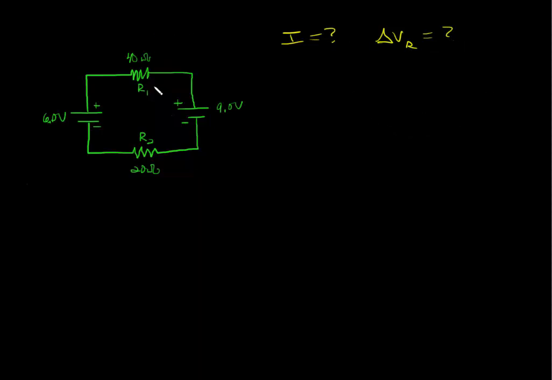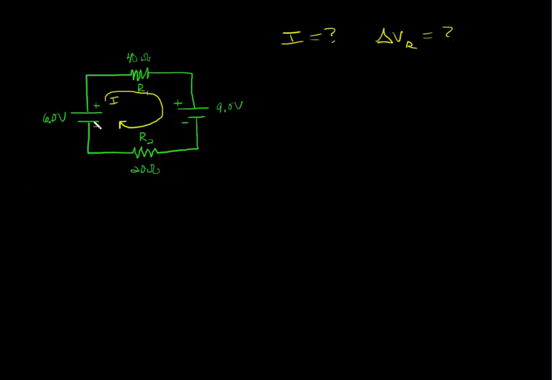So to do that, we're going to use Kirchhoff's loop rule. And it doesn't matter which way you go. You can go this direction or you can go this direction, but you've got to pick a starting and ending point. So I'm just going to start on this battery, and I'm going to flow this way. So my flow is going to be like that. So that's my current.